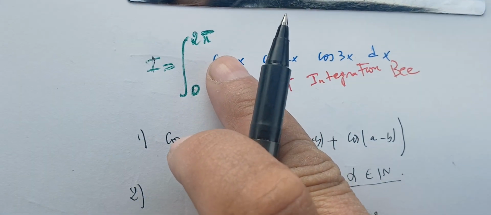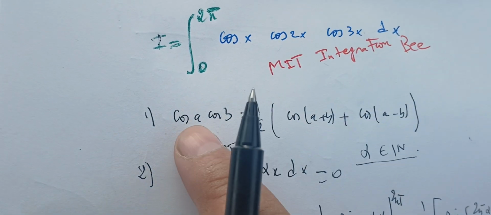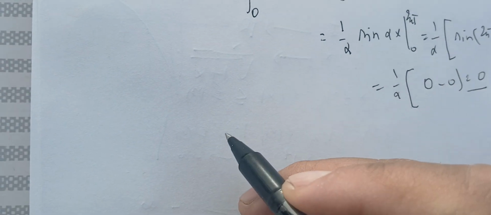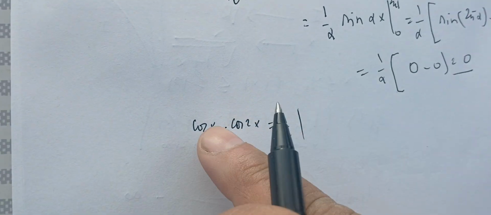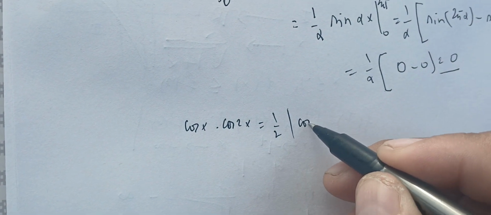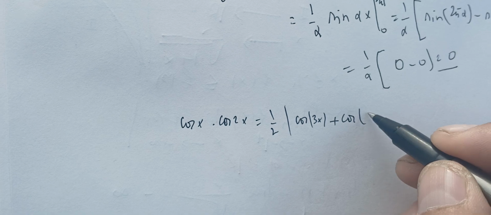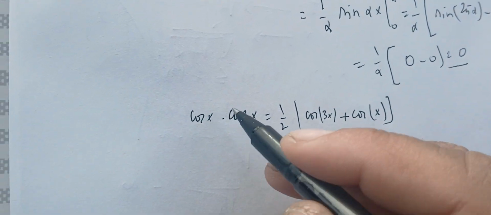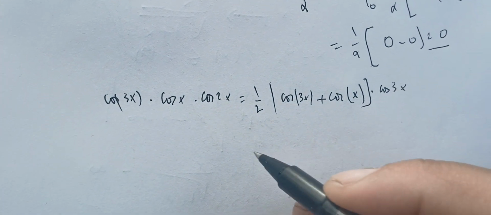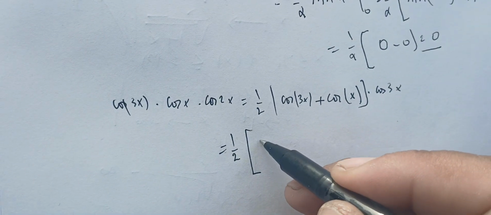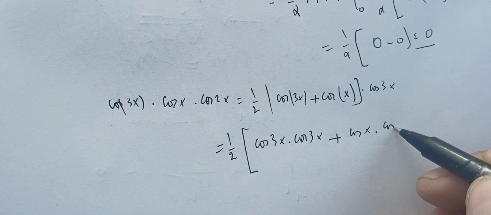So let's first expand these three products into a sum using this idea. The first one is cosine x times cosine 2x. It's going to be 1/2 cosine, here a is 1 and b is 2, therefore we're going to have cosine 3x plus cosine of a minus b, which is minus x, but since the cosine is even, we're going to have cosine x. Now if we multiply by the cosine 3x, we're going to have 1/2 in the front, and cosine 3x times cosine 3x plus cosine x times cosine 3x.